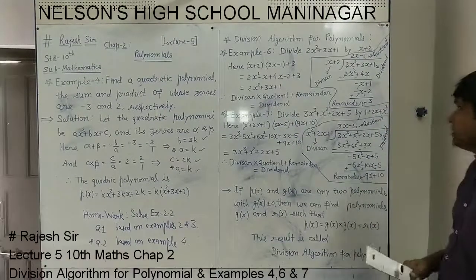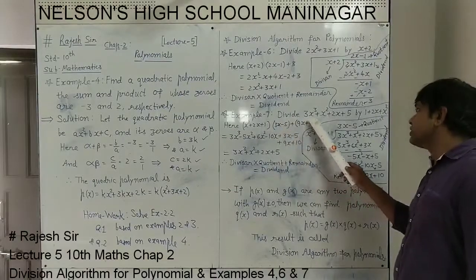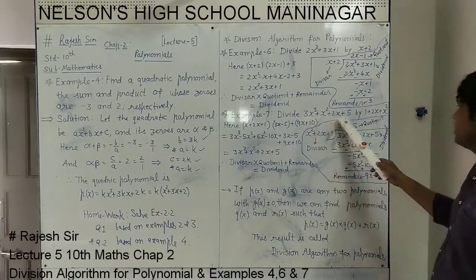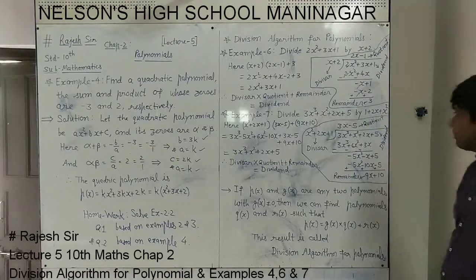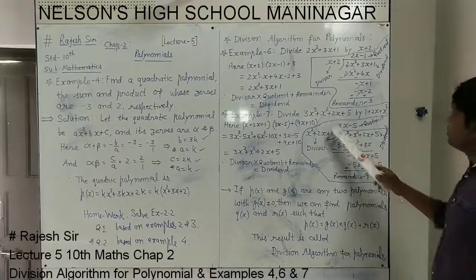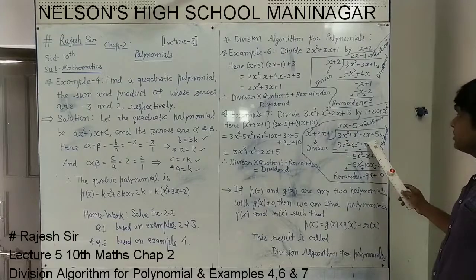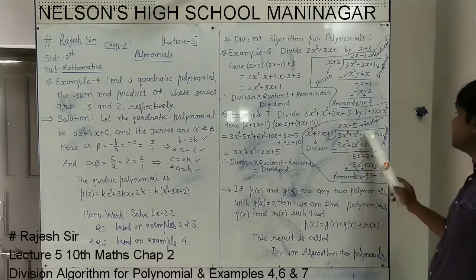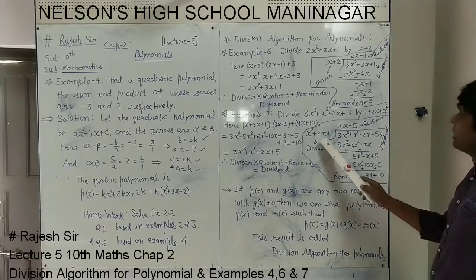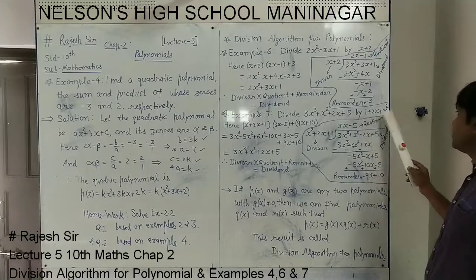One more example of this type we see. Example 7 is: divide 3x cube plus x square plus 2x plus y by 1 plus 2x plus x square. So whatever we want to divide will come inside the sign of this, so I have written 3x cube plus x square plus 2x plus y. And outside, by which we are going to divide, that is the divisor, it is 1 plus 2x plus x square.